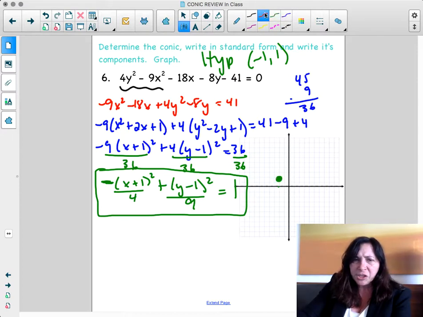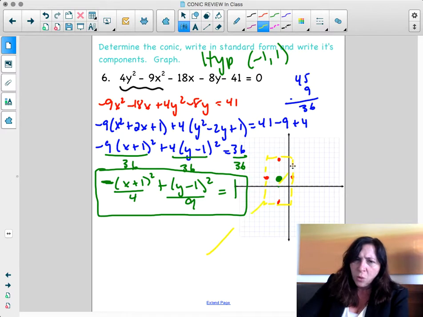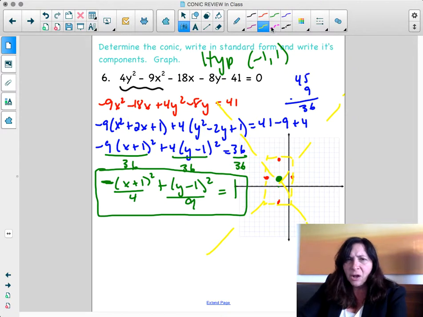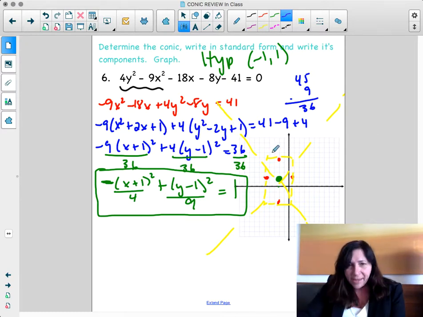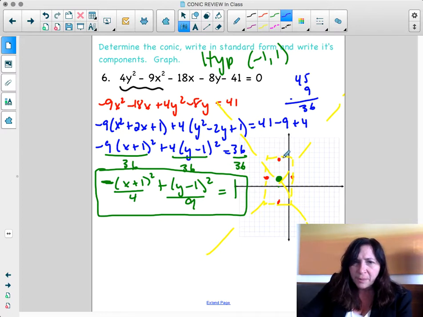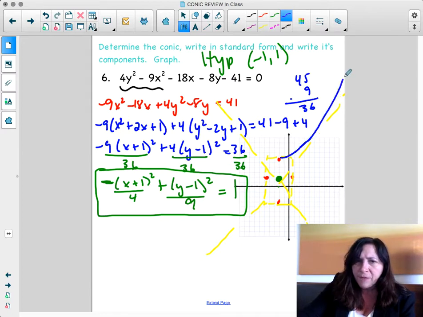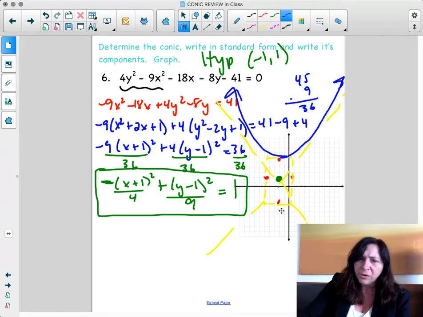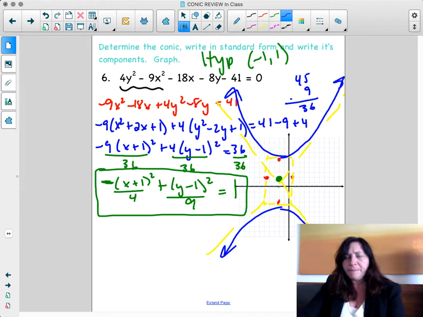In the x direction, I'm going to go 2. In the y direction, I'm going 3. And remember, it is a hyperbola. So that means that we're going to make this into a box here. Asymptotes are going to go corner to corner. It also means that, let's see, because my x squared term is negative, that means that, again, my hyperbola goes up like that. So it's going to go up, follow the asymptotes, up, follow the asymptotes, and down like that.